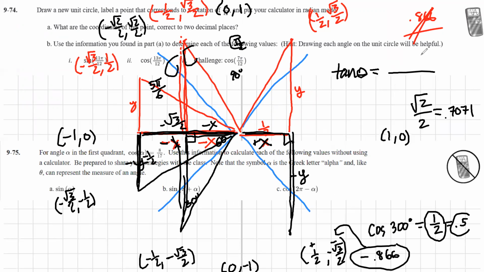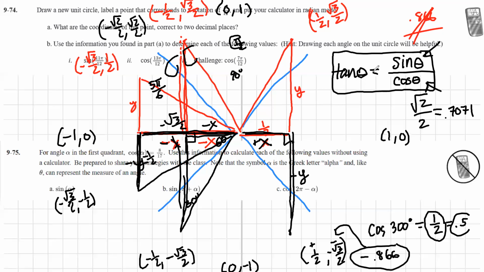Tangent theta. We defined this last class period. What is tangent? It's something divided by something. Sine of theta divided by the cosine of theta. That is the definition of tangent. That is how you find tangent. Well, don't we know the sine and the cosine of every angle around the unit circle? So you can find the tangent.